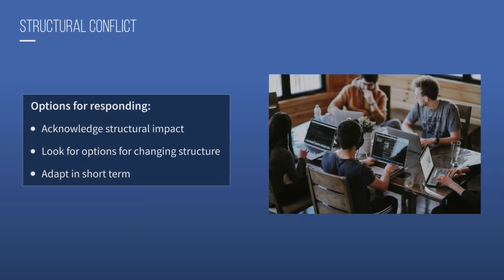So we would acknowledge the impact, look for options for changing the structure, but in the short term, it's usually just about adapting. Look, it would be good if these things were more clear, or we had more time, or we could push back this deadline. Down the track, we can talk about how we would do things differently at the next stage of the project. Right now, though, what I'd like to do is just clarify next steps and make sure that we're all on the same page.